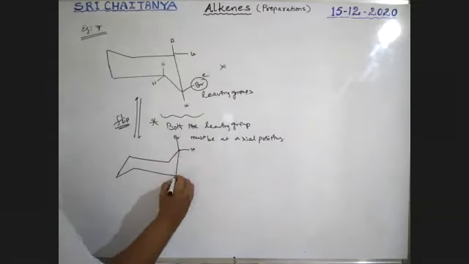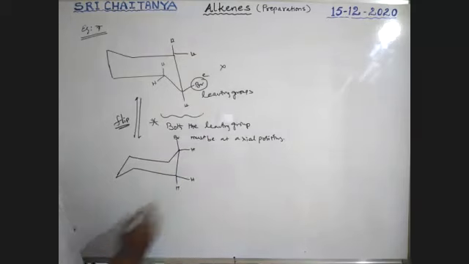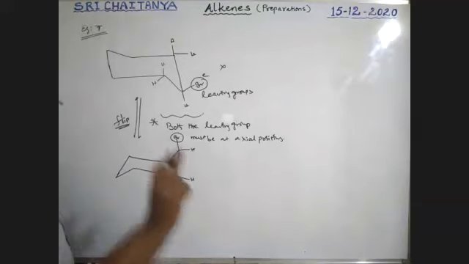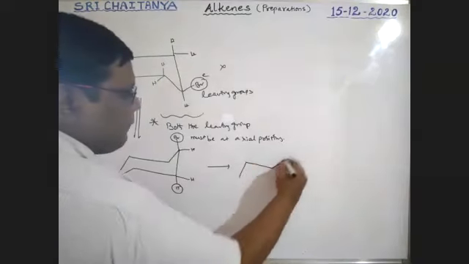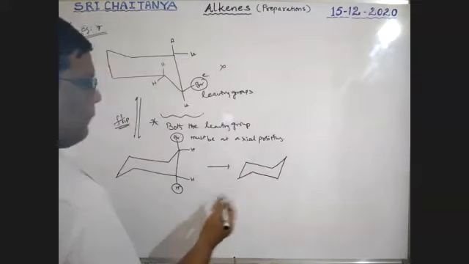This is hydrogen. This is axial. This is hydrogen, boys. Now this bromine and this hydrogen are at axial position. Now elimination is possible. So that is why our answer is this one.